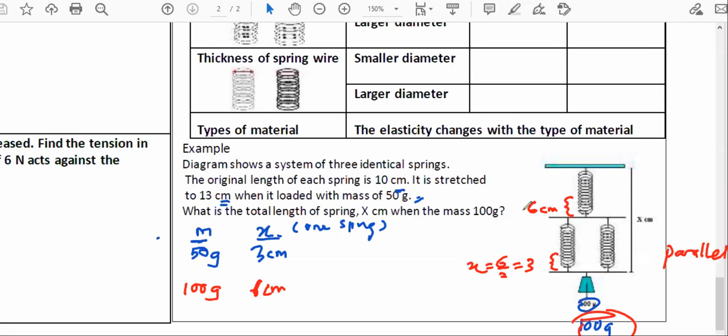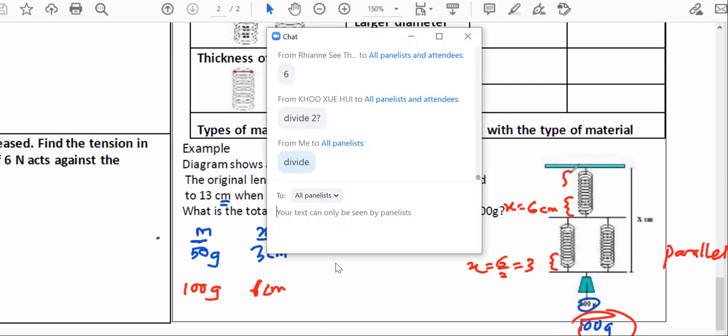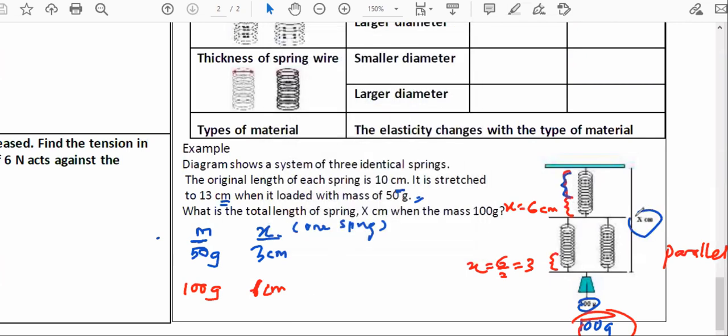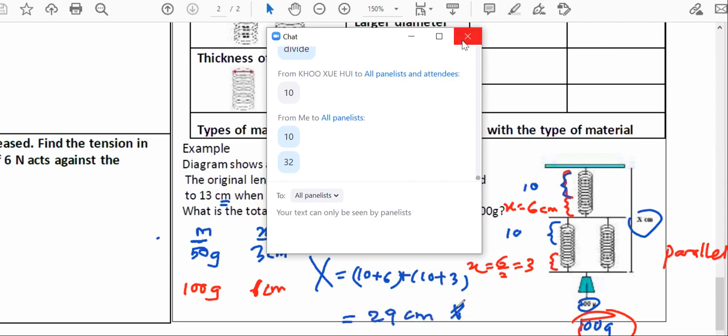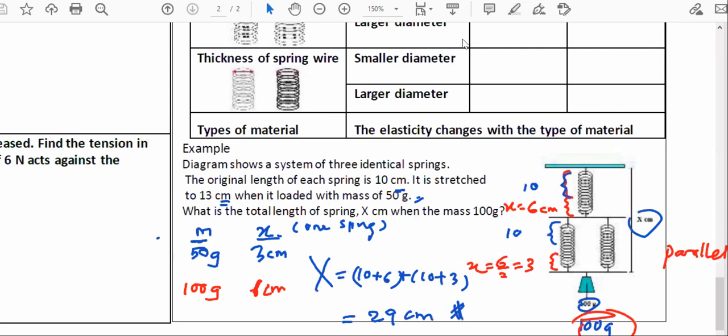But this is the extension, right? You also have your original length. What is the original length of this spring? You must take into account that they want the length of the whole system. So the original of this one is 10, and this one is also 10. Therefore, my total length x will be 10 plus 6, then 10 plus 3. So you get how many cm? 29 cm. So this is how you find the total length of a system. Is it hard? Is it confusing? Okay, we're done with this.